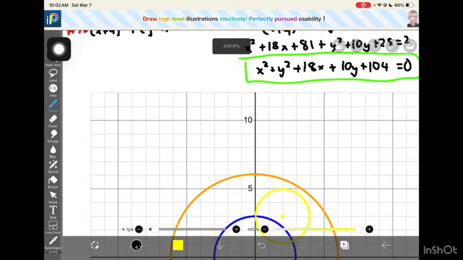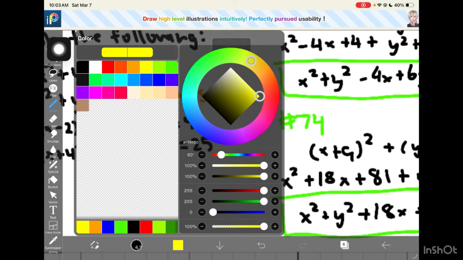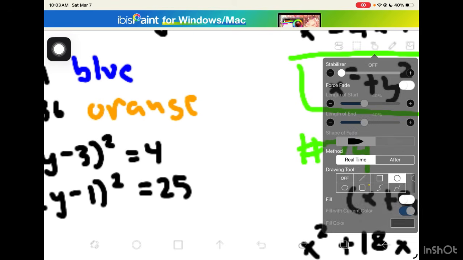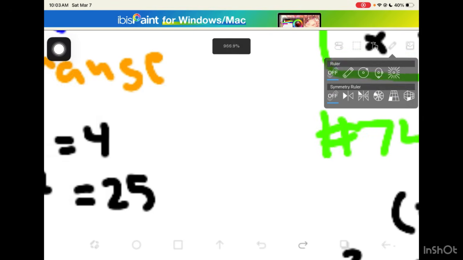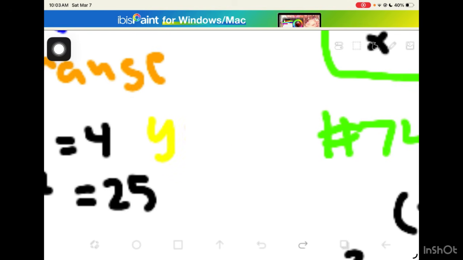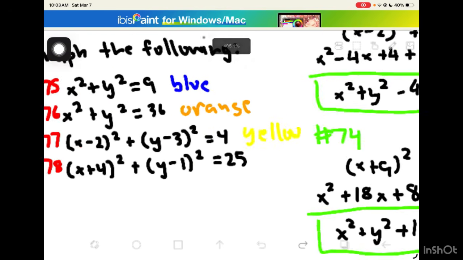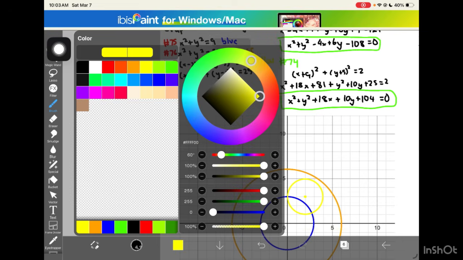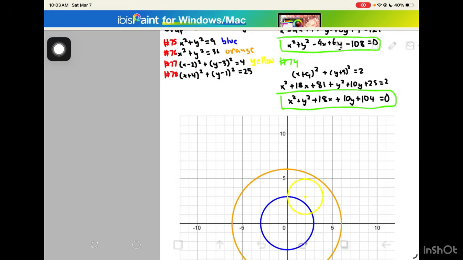Just like that. Oh, I'm so sorry. You can't see that properly. I hope you still can, though. I'll use a different color this time. Yellow. And then lastly, for the fourth one, let's use purple.